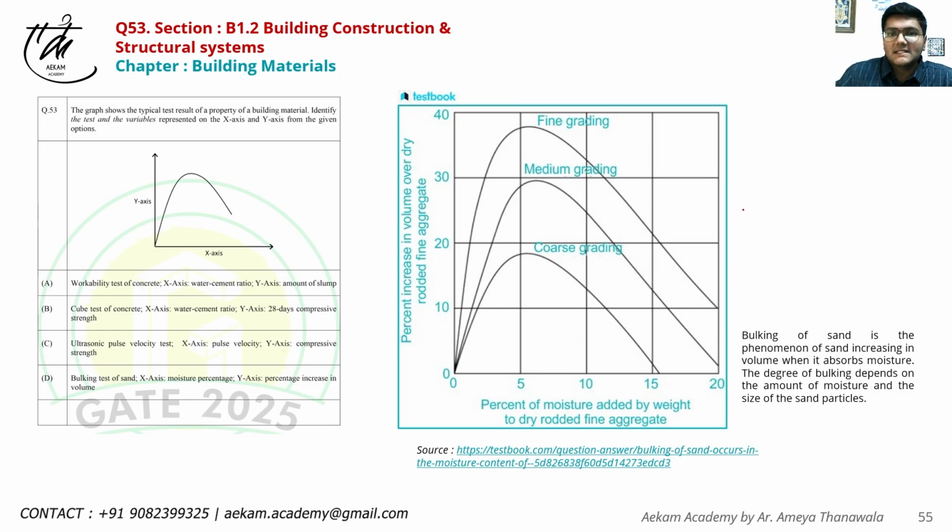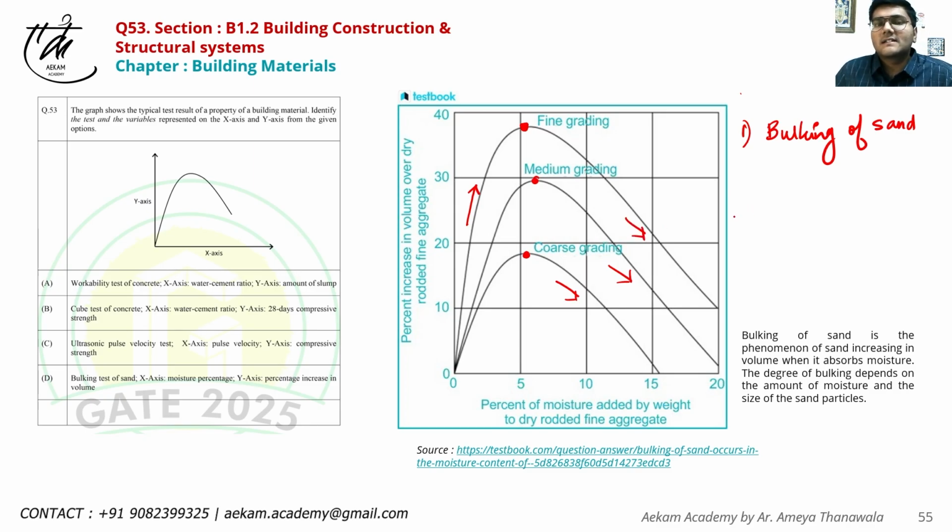Okay, so what does this graph essentially show? First of all, we need to understand what is bulking of sand. Bulking of sand is a phenomenon in which the volume of sand is increased when it starts absorbing moisture. Sand again can be classified as fine sand, coarse sand, medium grade sand. So if you see the graph which is present here, as the moisture content is added, the volume increases, where it reaches a saturation point in each of these cases, and then the volume starts decreasing.